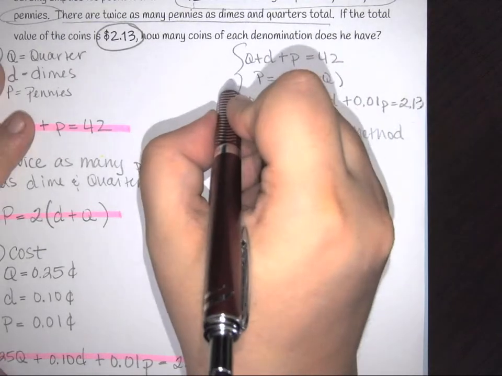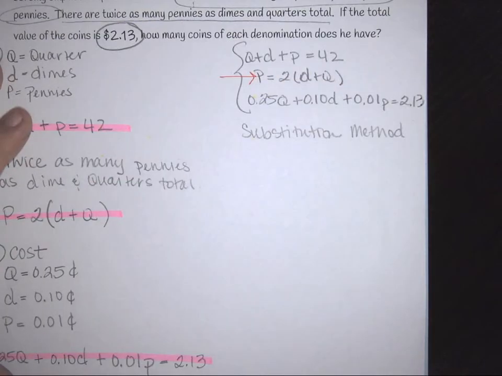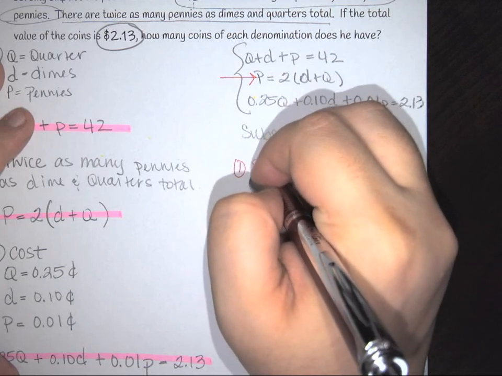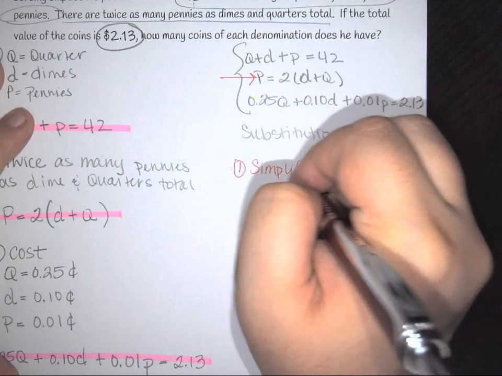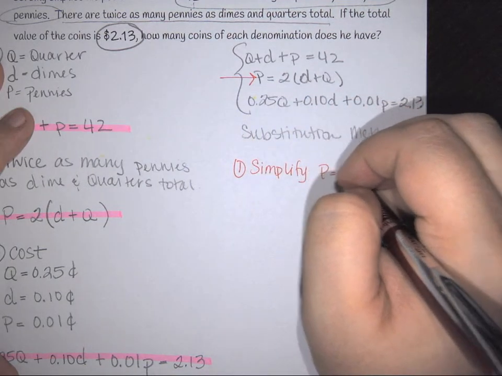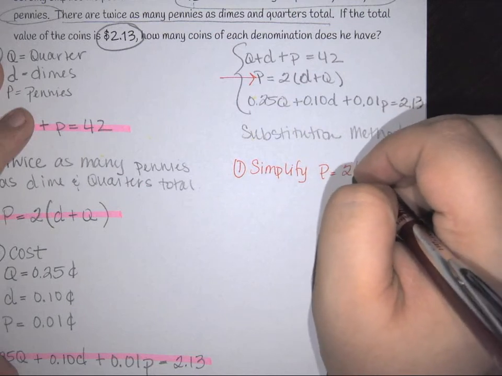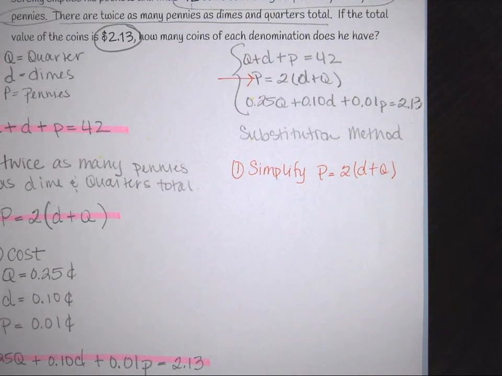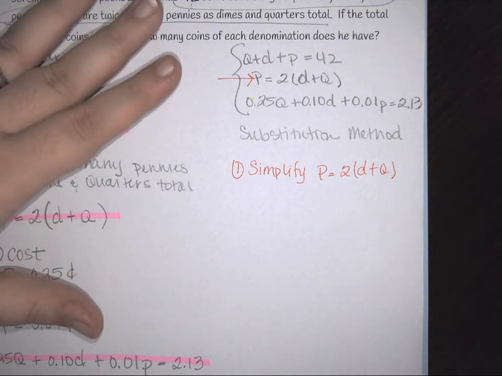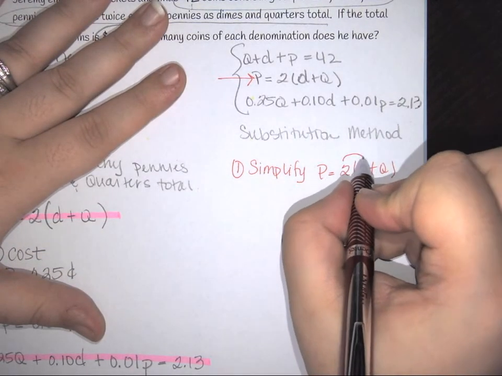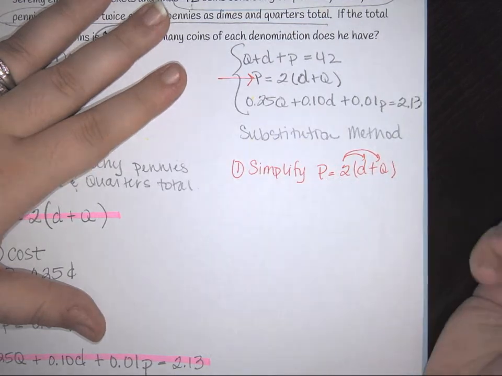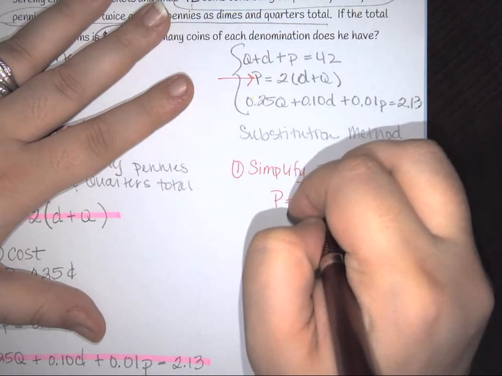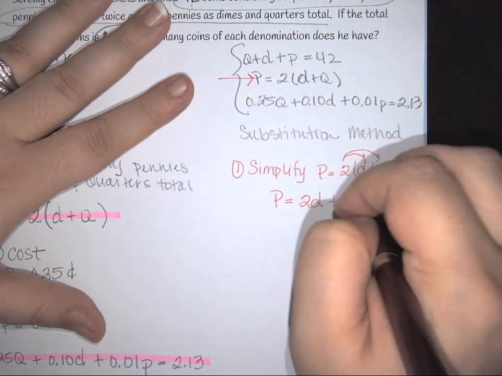First things first, I would start with my pennies equation. So the first thing that I would do is I would simplify your pennies equals twice times dimes plus quarters. And the reason I would do that is to make it a little bit easier when trying to plug things in. To simplify simply means I'm going to distribute this 2 through. So my pennies is actually going to be 2D plus 2Q.